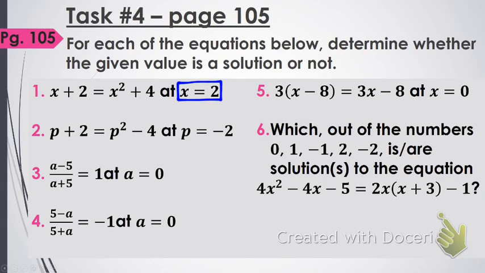We can substitute. If I substitute 2 in the place of x, what is 2 plus 2? 4. So over on the left, I would get a 4. Over on the right, I would have 2 squared. What's 2 squared? 4. So I'd have 4 plus 4, which is 8. Are my two sides actually equal? So is that a solution? No, not a solution.